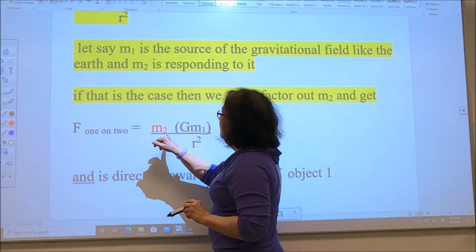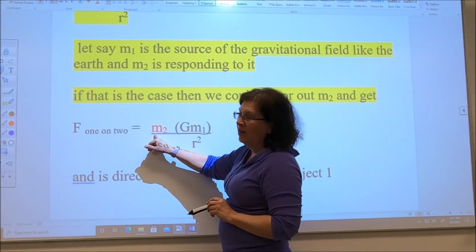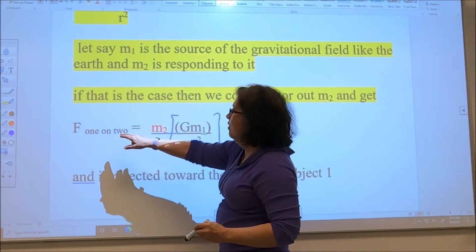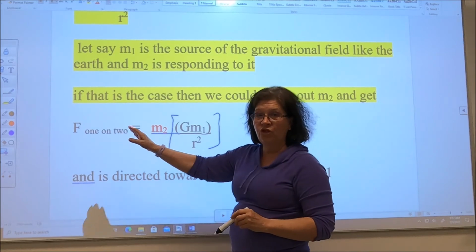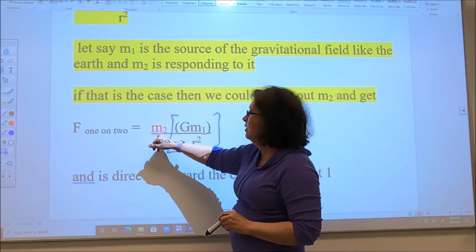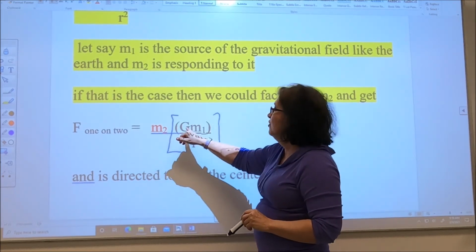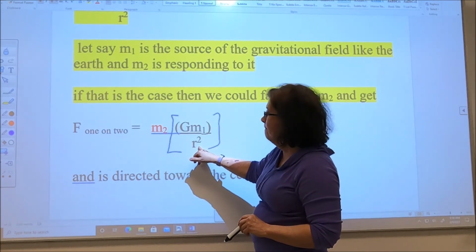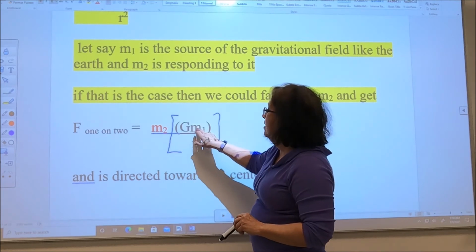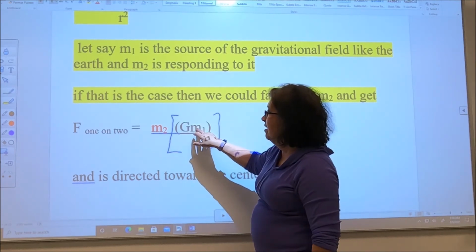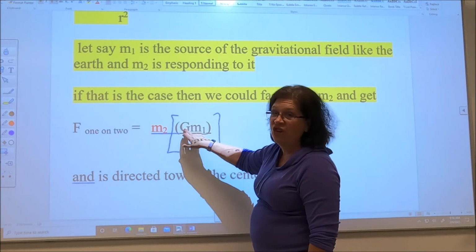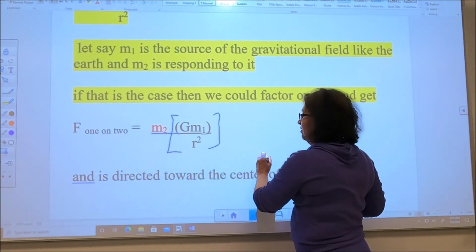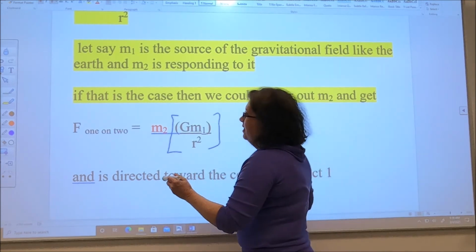Okay, so if I factor M2 out, then I have the force of 1 on 2, the source charge on the test charge, equal to M2 times G M1 over R squared. Now, the mass of object 1 isn't going to change. G is the gravitational constant. Your distance could change.